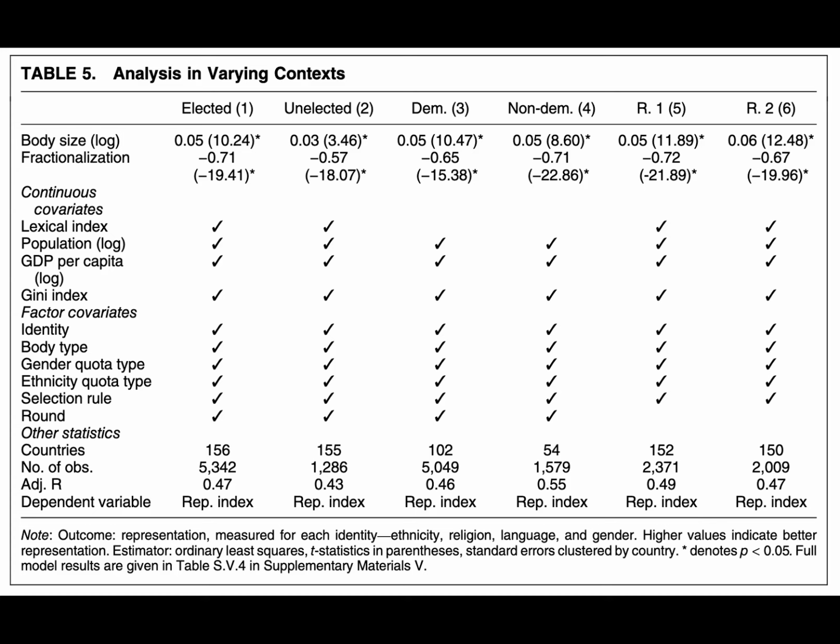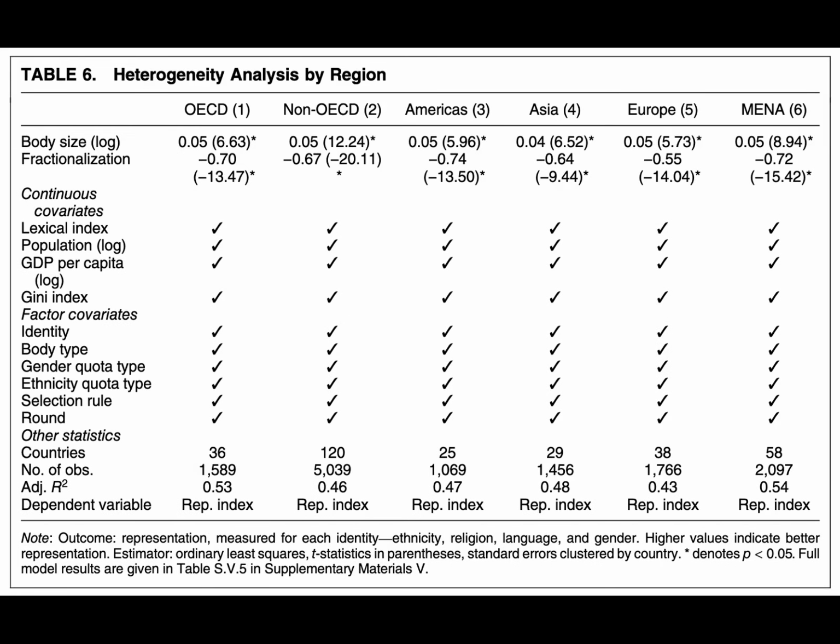Model 4 adds dummies for each social identity, ethnicity, religion, language, and gender, for the existence of a gender quota, for body type, executive, cabinet, et al., for the selection rule applicable to that office, appointive, proportional, majoritarian, mixed, indirectly elected, and other, for each round of data collection, 1 and 2, and for each country.